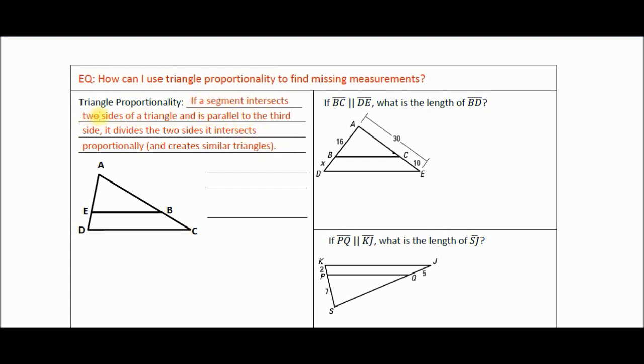If a segment intersects two sides of a triangle, take a look at EB. EB intersects two sides of our triangle, AD and AC, and it's parallel to the third side. Let's go ahead and mark that. You've learned this in Integrative Math 1. If we want to mark that EB and DC are parallel to each other, we're going to make a little arrow to show that those two sides are parallel.